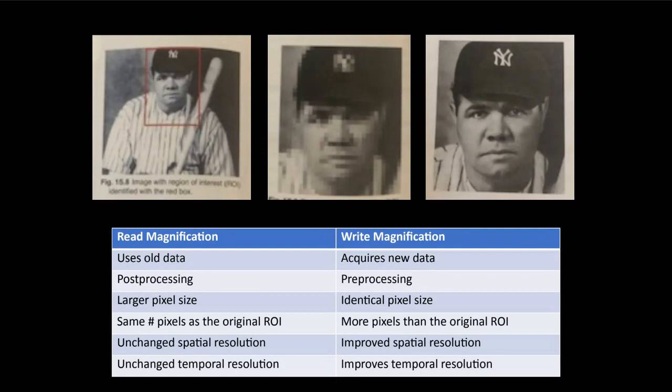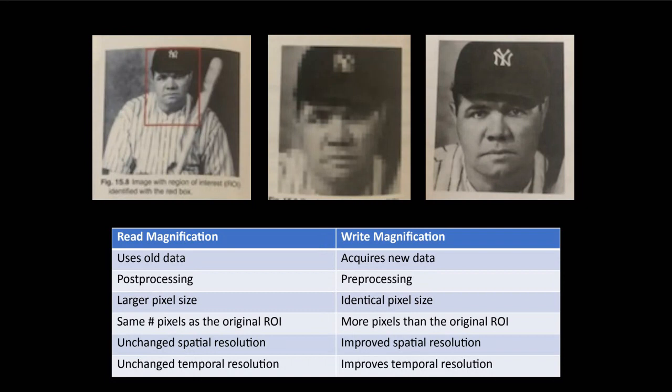So this is going to give us more pixels than the original region of interest, right? Because the original region of interest was a big old sector shaped display screen. Now we're focusing in on a much smaller region, so we can send more pixels to that region, and that's going to give us better spatial resolution, and it's actually going to improve our temporal resolution as well.